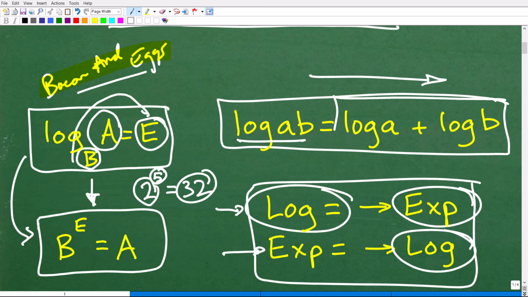If I said condense or rewrite log a plus log b, you would go the other way and give me log(ab). So you need to know how to expand and condense. Again, these are properties of logarithms. You've got to understand bacon and eggs, how we can write logarithms as powers. And you also have to see the big picture that when you're dealing with a logarithmic equation, we need to be thinking in terms of powers, exponential functions. All right, so that's the big picture here.